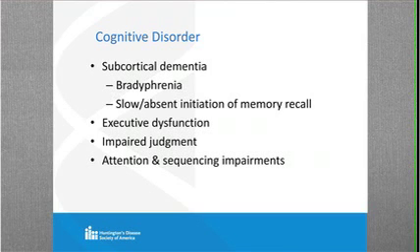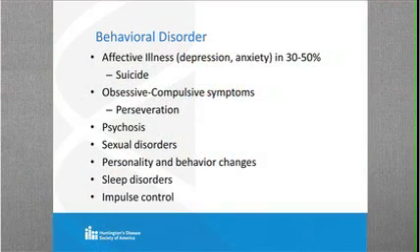This can be quite impairing in social situations, for example, when there's a lot of conversation going around and the person is one sentence behind. They often will withdraw from social situations because of this aspect. There can be executive dysfunction, impaired judgment, and attention and sequencing impairments. And these last two, impaired judgment and attention, can be significant issues in people that have occupations that require, obviously, attention or high-level functioning.